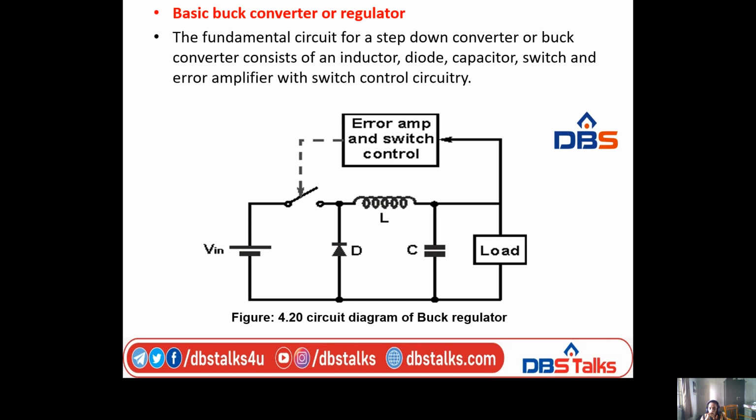In figure 4.20, you can see the circuit diagram of the buck regulator. It consists of an inductor, diode, capacitor, switch, and error amplifier with a switch control circuit. So this is the circuit diagram for the buck regulator.